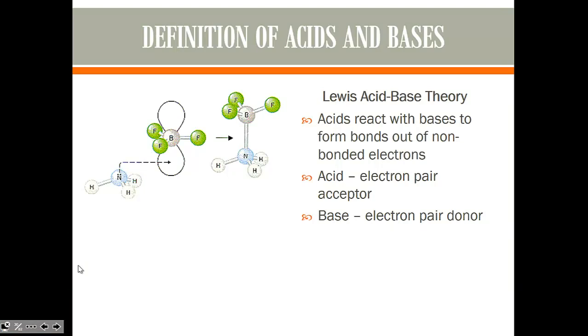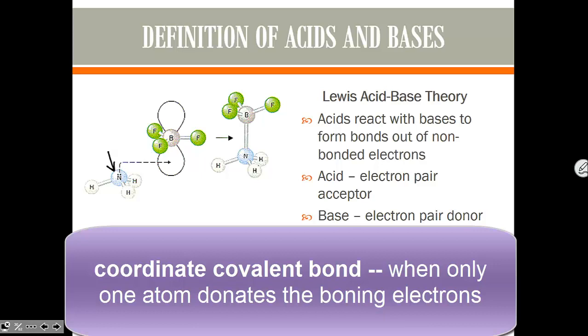Boron trifluoride, therefore, reacts with ammonia by accepting the lone pair of electrons on that nitrogen atom, forming what's known as a coordinate covalent bond, in which one atom, the nitrogen, provides all the electrons in the bonded pair.